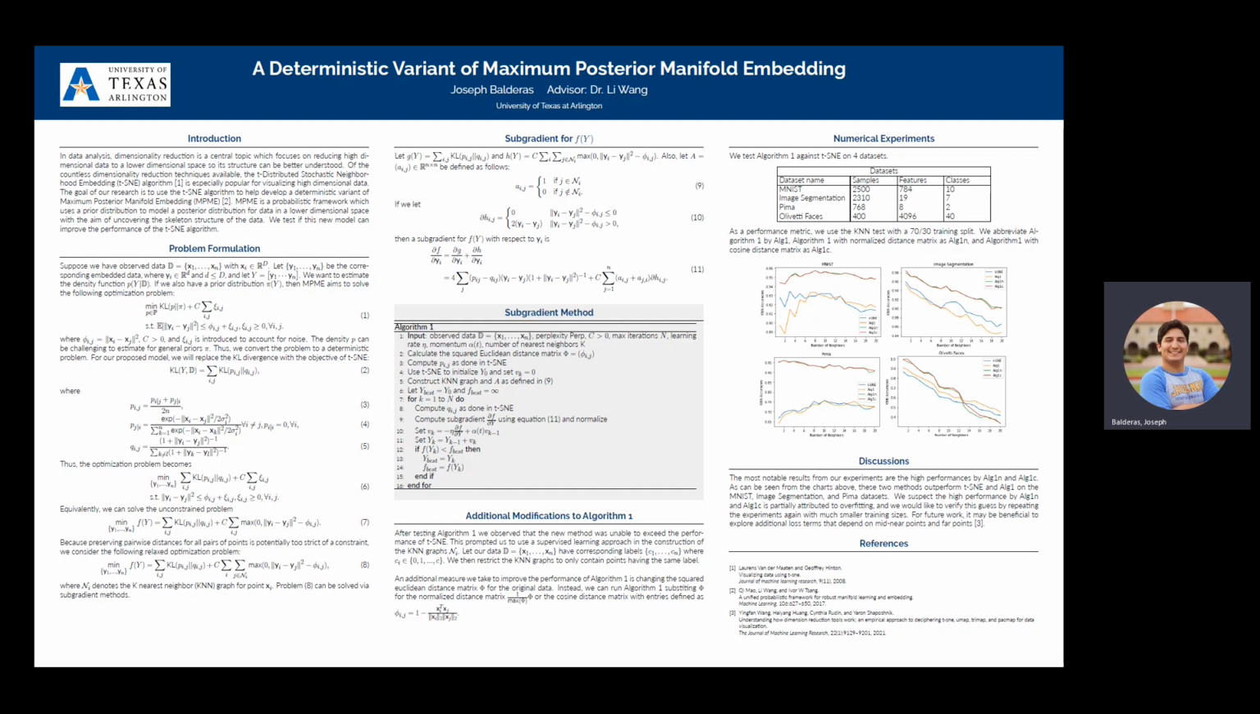MPME is a probabilistic framework which uses a prior distribution to model a posterior distribution for data in a lower dimensional space with the aim of uncovering the skeleton structure of the data. We test if this new model can improve the performance of the t-SNE algorithm.